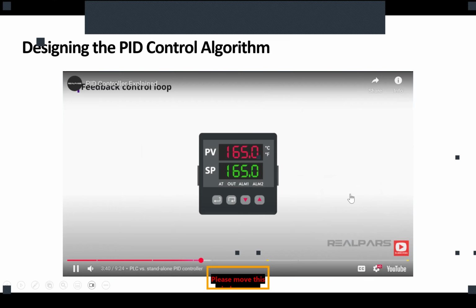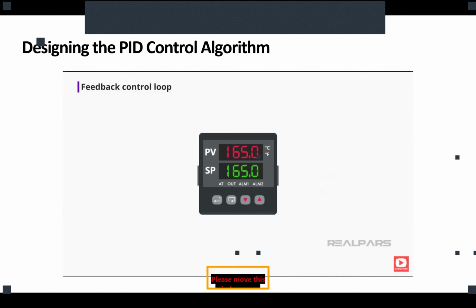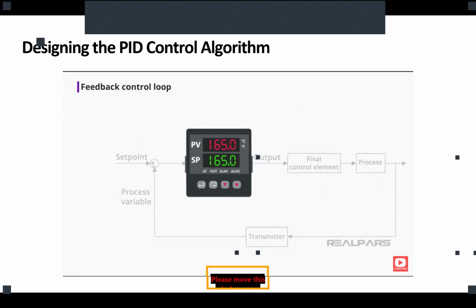Before PLCs came along, a PID controller was a standalone device, responsible for controlling one loop. A control room would have dozens or hundreds of standalone controllers mounted on a panel. There are still many standalone PID controllers being manufactured and used today.